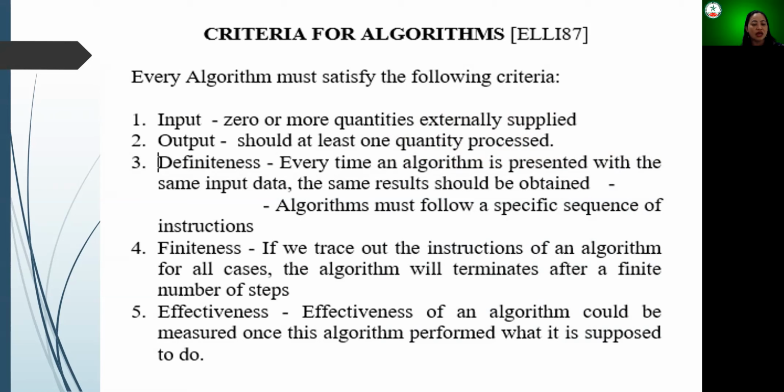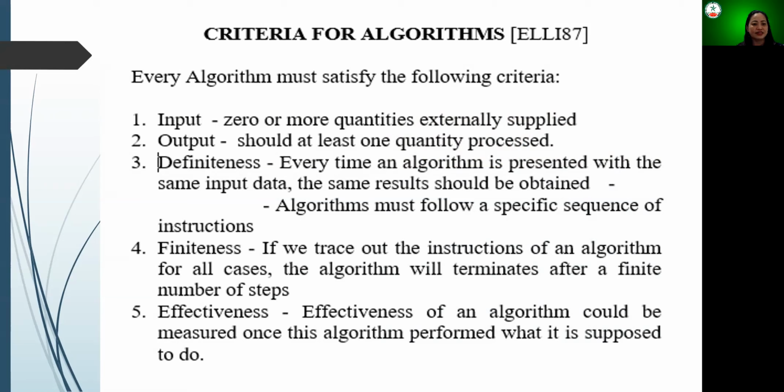So, when we say output, it should have at least one quantity that has been processed. Okay? Definitely, when we create programs, well, sinabi ko kanina, algorithms or programs in the long run, they are created because we want to solve a specific problem. So that is a solution to a problem. So that means it has something that has been processed. Okay? Kahit isa, dapat meron siyang ma-process. Meron siyang maging output. Okay? So, one criteria of an algorithm is the output. So it should have at least one quantity processed.